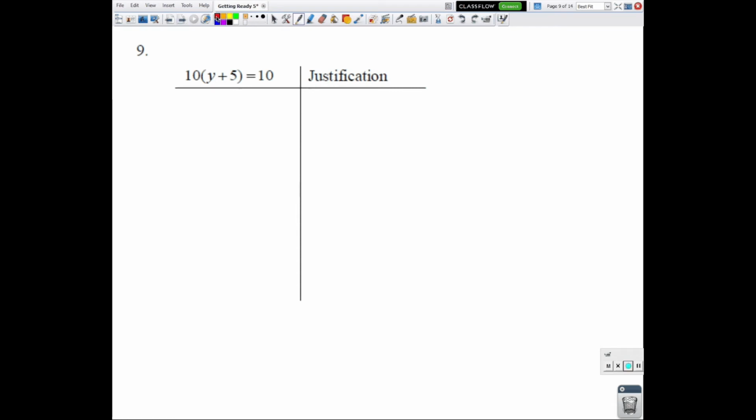Number 9, we now bring in parentheses. The parentheses imply we must distribute first, so 10 times y and 10 times 5 gives us 10y plus 50 equals 10. That's your distributive property.